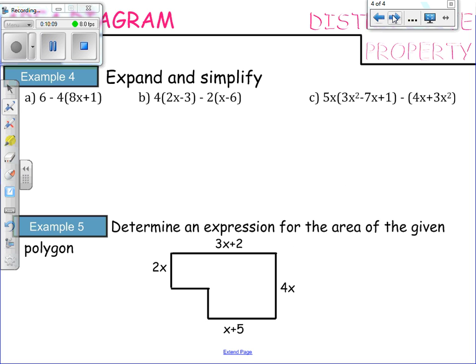Finally, we're going to go on to a little more difficult questions. So we see it says expand and simplify. Expand means distribute in. So if we look at this first question, it's telling you to distribute that in. And then simplify means bring together your like terms.